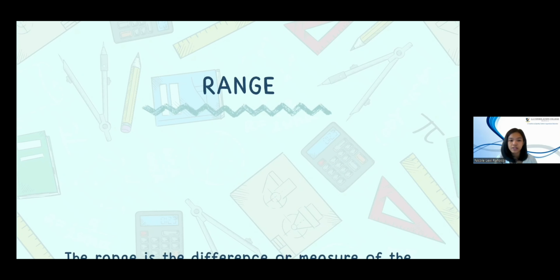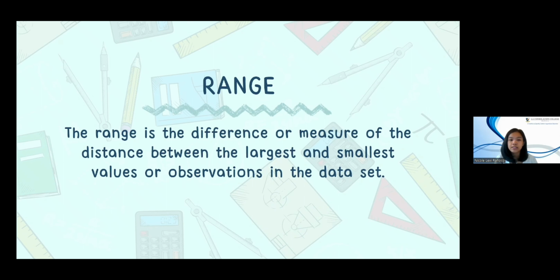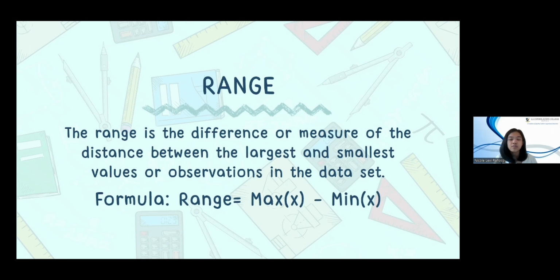The second is the range. The range is the difference or measure of the distance between the largest and smallest values or observations in the dataset. The range uses the formula: range is equal to maximum x minus minimum x, meaning the maximum or highest value minus the minimum or lowest value in the dataset.